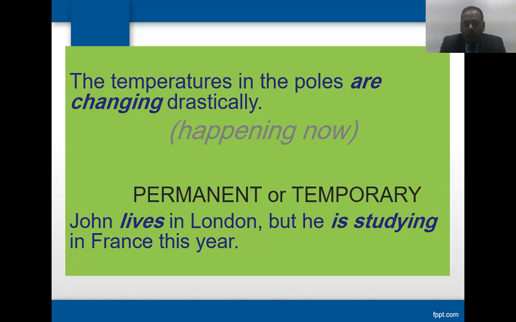Now let's compare between a permanent situation and a temporary situation. Here, John lives in London. This is a permanent situation. When I ask you, where do you live? I live in Riyadh. So we use present simple. But he is studying in France this year. So this is a temporary situation. He is not living in France all the time.